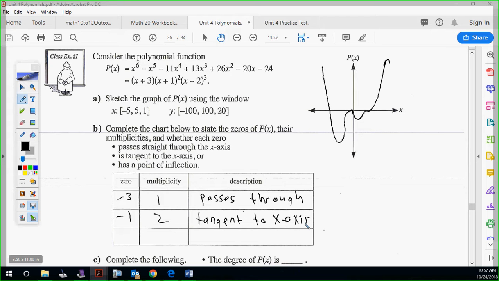Okay, and then the last one there is 2 with multiplicity of 3, and we can see this is the new one. By having multiplicity of 3, it switches concavity there. So it's coming in concave down, and it switches to up. Okay, so it switches concavity. We call that a point of inflection.